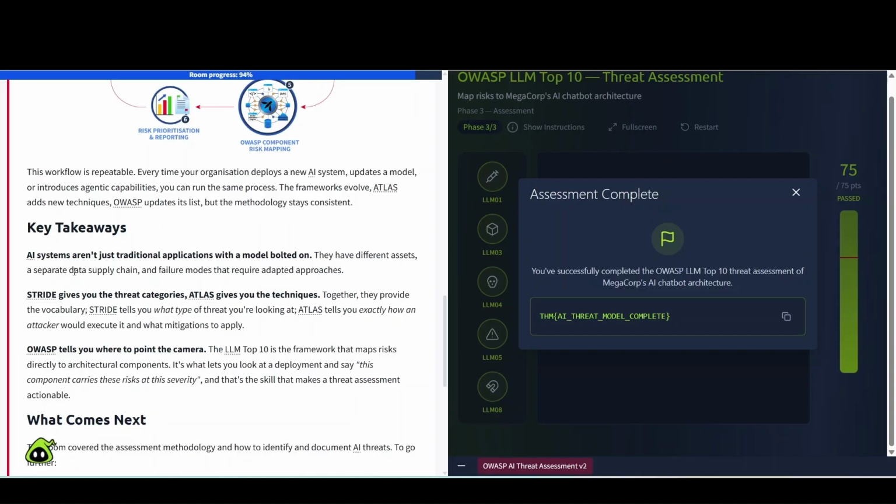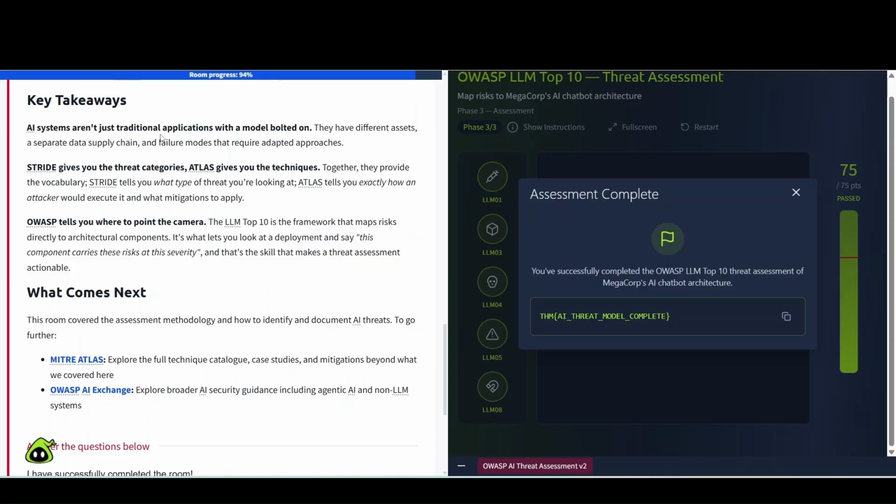Key takeaways. AI systems aren't just traditional applications with a model bolted on. They have different assets, a separate data supply chain, and failure modes that require adapted approaches. STRIDE gives you the threat categories. ATLAS gives you the techniques. Together, they provide the vocabulary. STRIDE tells you what type of threat you're looking at. ATLAS tells you exactly how an attacker would execute it and what mitigations apply. OWASP tells you where to point the camera.